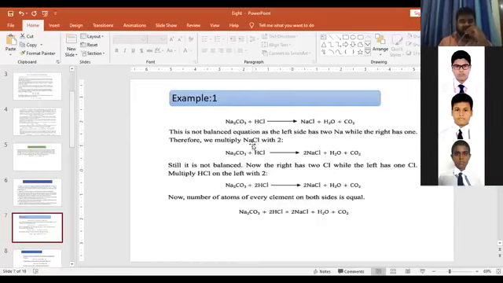Left side is two sodium atoms, right side is one, so we multiply on the right side. Now sodium is two on both sides, so sodium is balanced. But on the left side Cl is one, while the right side has two. So it is still not balanced. Now the right has two chlorine, while the left has one chlorine.